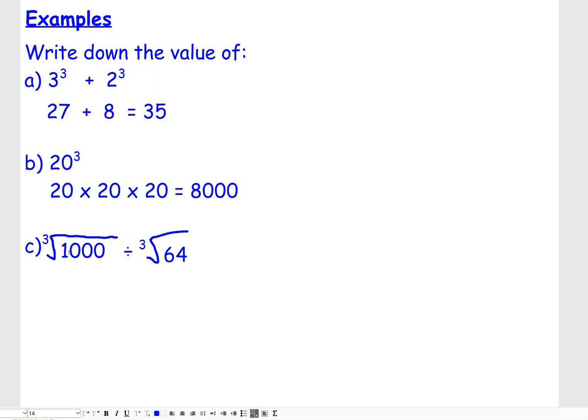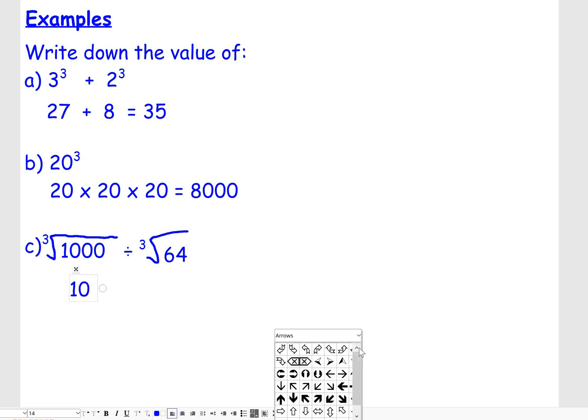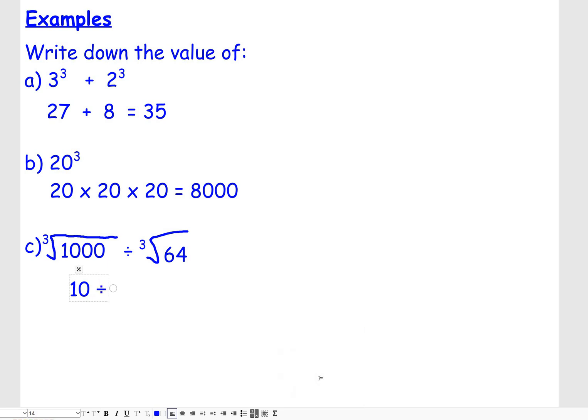Next, we've got the cube root of 1,000. So what do we times by itself and itself again to get 1,000. Well, the answer to that is 10. And then it's being divided by the cube root of 64. So what do we multiply by itself and itself again to get 64. The answer to that is 4.